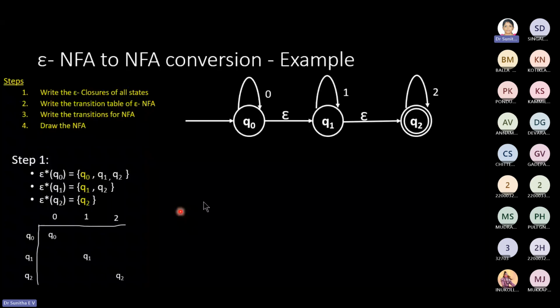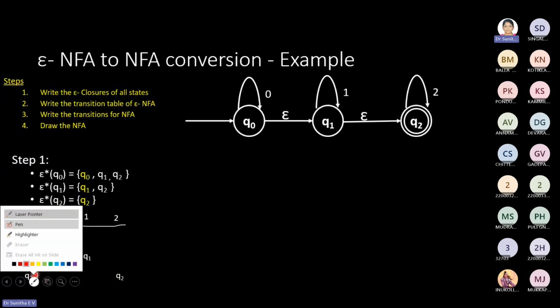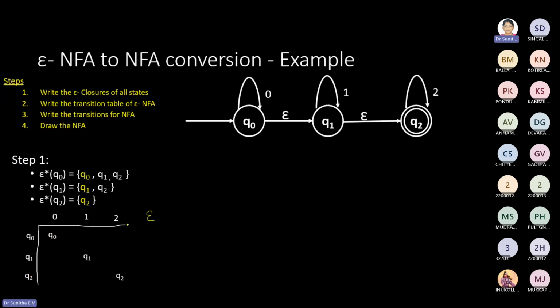If not, we have to write it like this: here we have to add the epsilon symbol at the end, 0, 1, 2, and epsilon also. Epsilon on Q0 will transit to Q1. Then Q1 on epsilon will transit to Q2. And there is no transition from Q2. So this is how we complete it. If you want to complete the transition table of the epsilon NFA, we have to write like this. But we are not going to use it here, that is why I haven't included it.